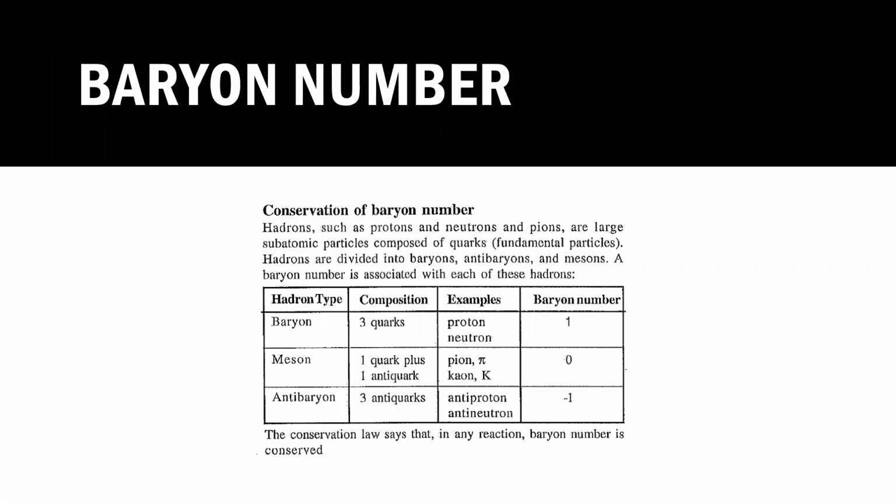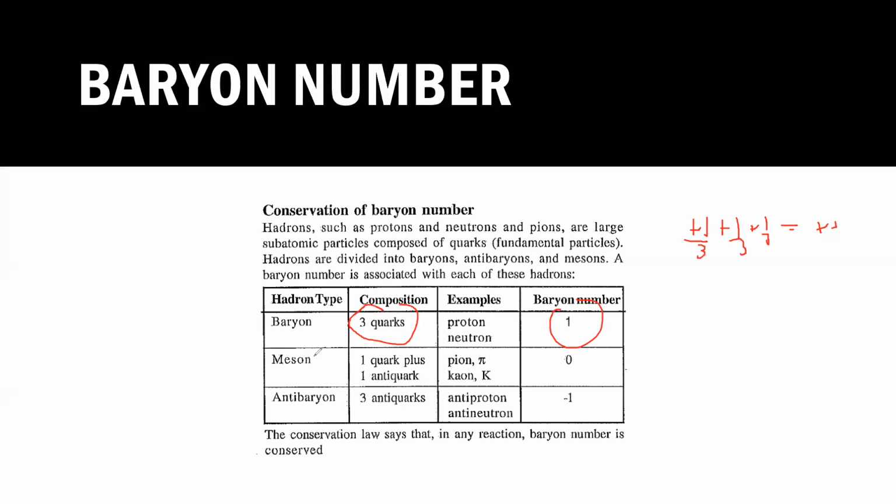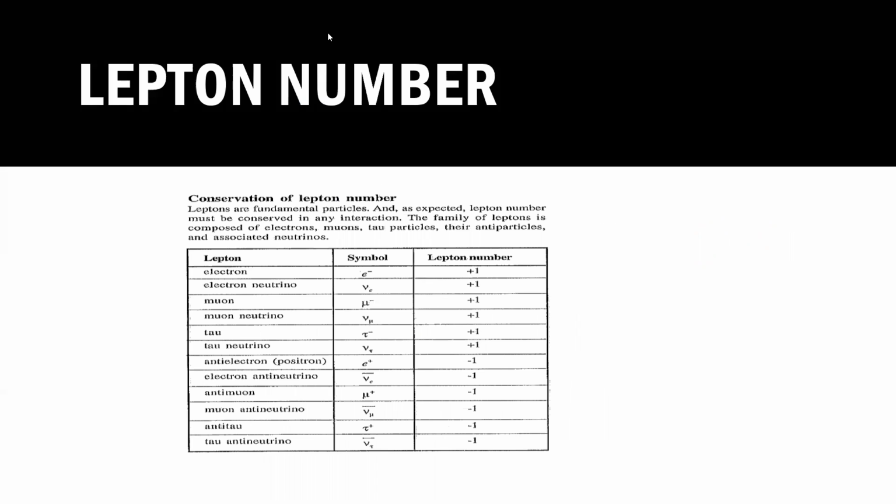We should always check the conservation of baryon number. As we know, a baryon consists of three quarks, so each quark has a baryon number of 1/3. So 1/3 plus 1/3 plus 1/3, the total baryon number for each baryon is +1. For a meson, because it's a combination of a quark plus an anti-quark, it is 0. And for an anti-baryon, all anti-quarks are there, so that will be -1. When we check lepton number, the lepton number for each lepton particle is +1, and for all the antiparticles, it is -1.